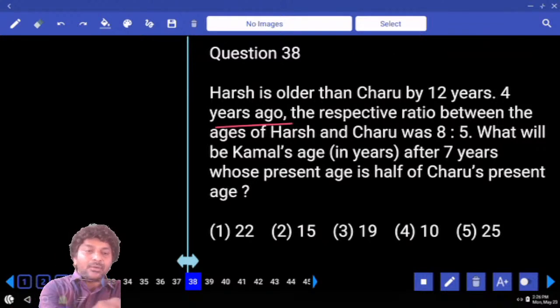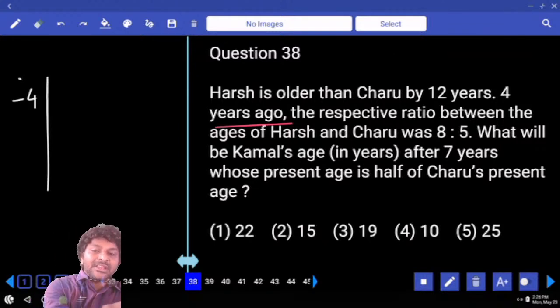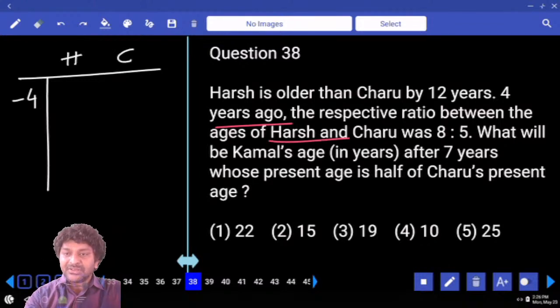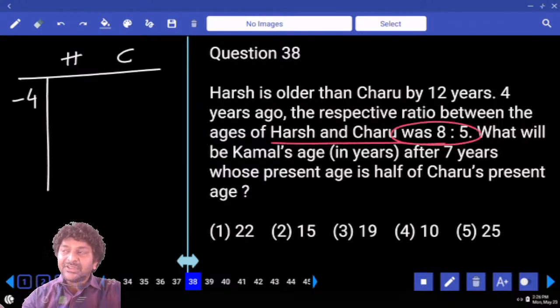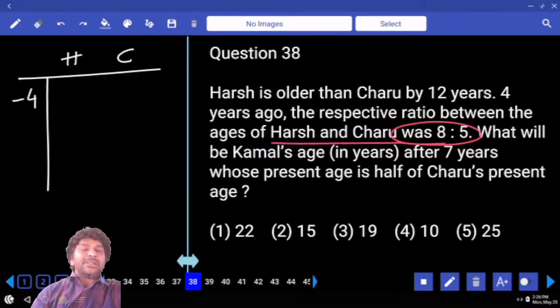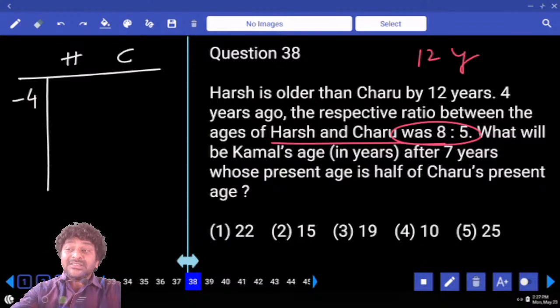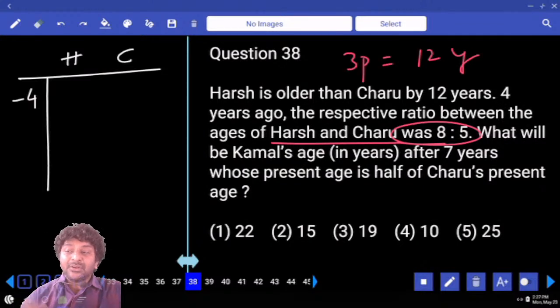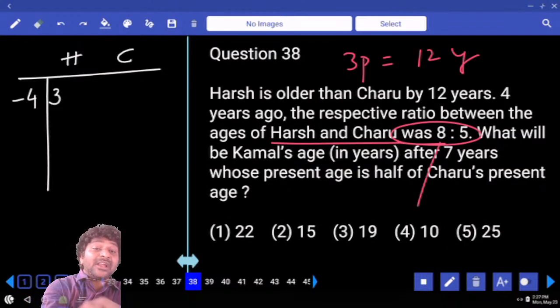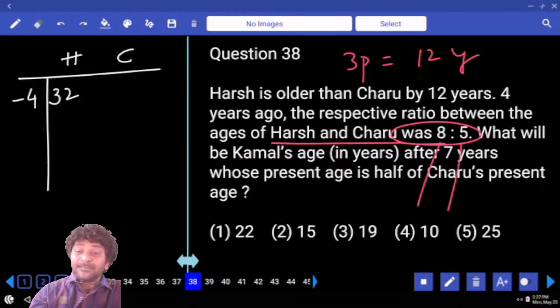4 years ago, okay, minus 4. They are talking about Harish and Charu's ages 4 years back. Harish and Charu's ages were in the ratio 8:5. That means 8 parts and 5 parts, right? The difference, in terms of years, has to be 12 years. If 3 parts is equal to 12, 1 part is 4. 8 parts is 32. 5 parts is 20.